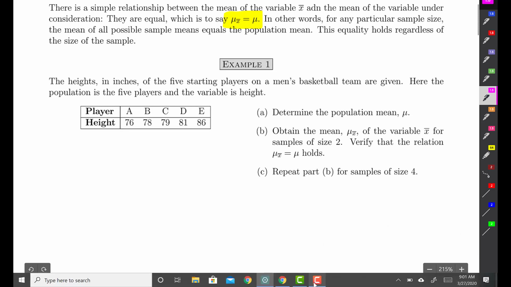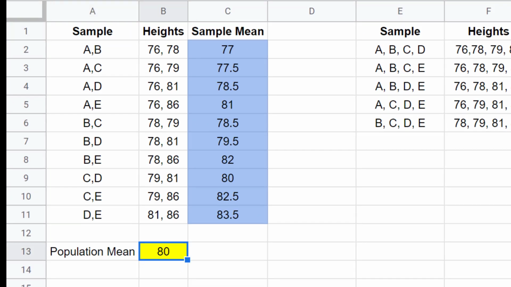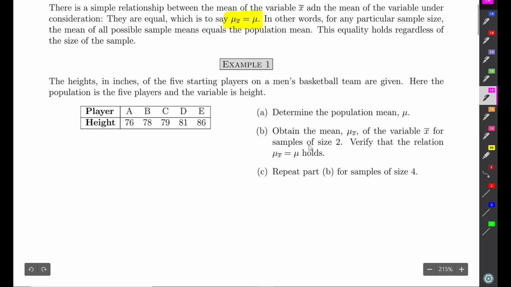So I'm going to pull up Google Sheets and show you the population mean is highlighted right down here. It is 80. We just took all of the individual heights of the 5 basketball players, added them together, divided by 5. You get the population mean. Well, part B wants you to obtain the mean, mu sub x bar, for the variable x for the sample size of 2. Verify that the relation mu sub x bar is equal to mu holds.